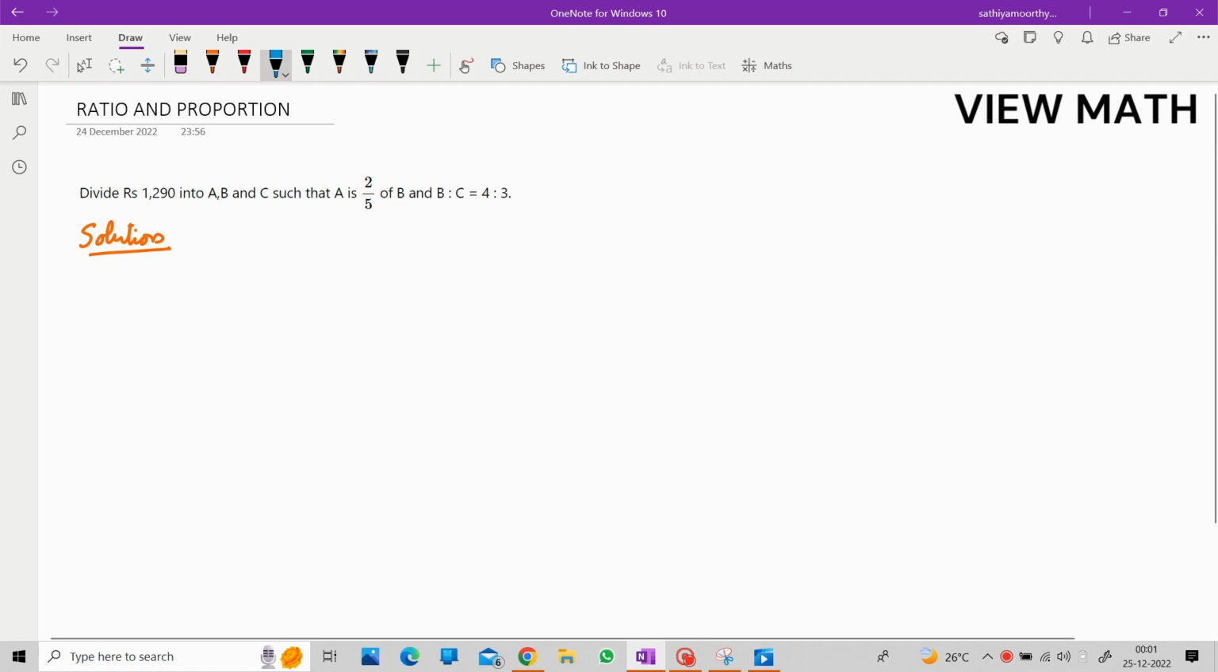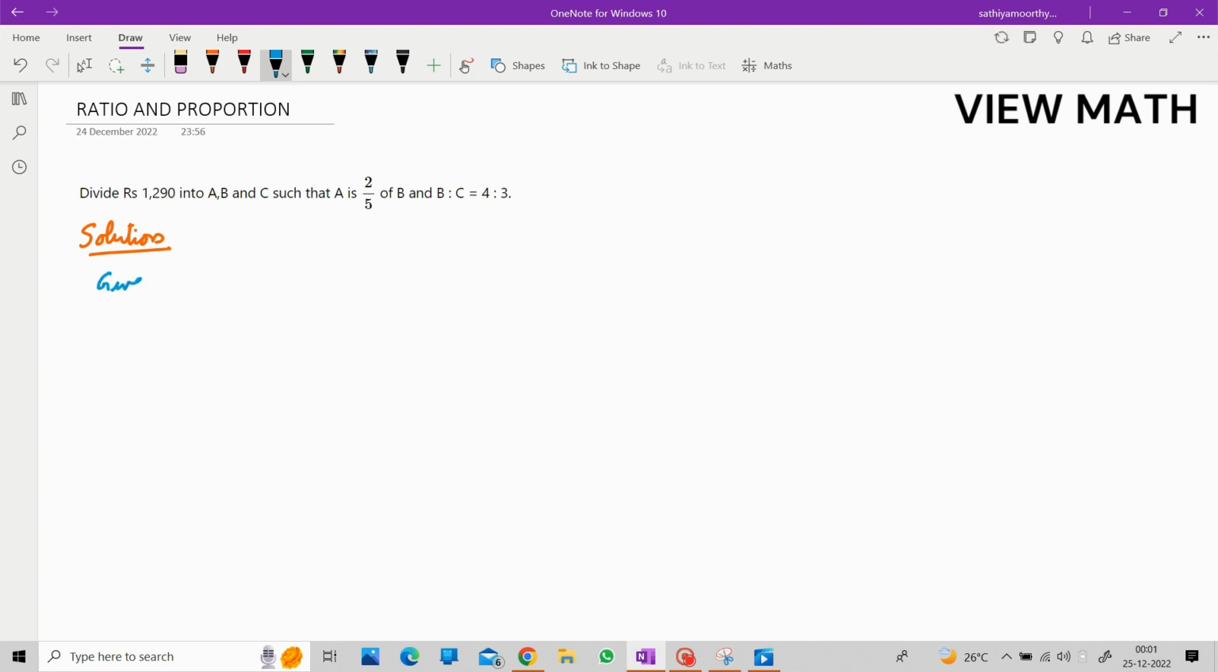Now let's see the next problem. Divide rupees 1290 into A, B and C such that A is to B is 2 by 5 and B is to C is 4 is to 3. So what they are doing is dividing 1290 rupees among A, B and C such that A is to B is 2 by 5 and B is to C is 4 is to 3.